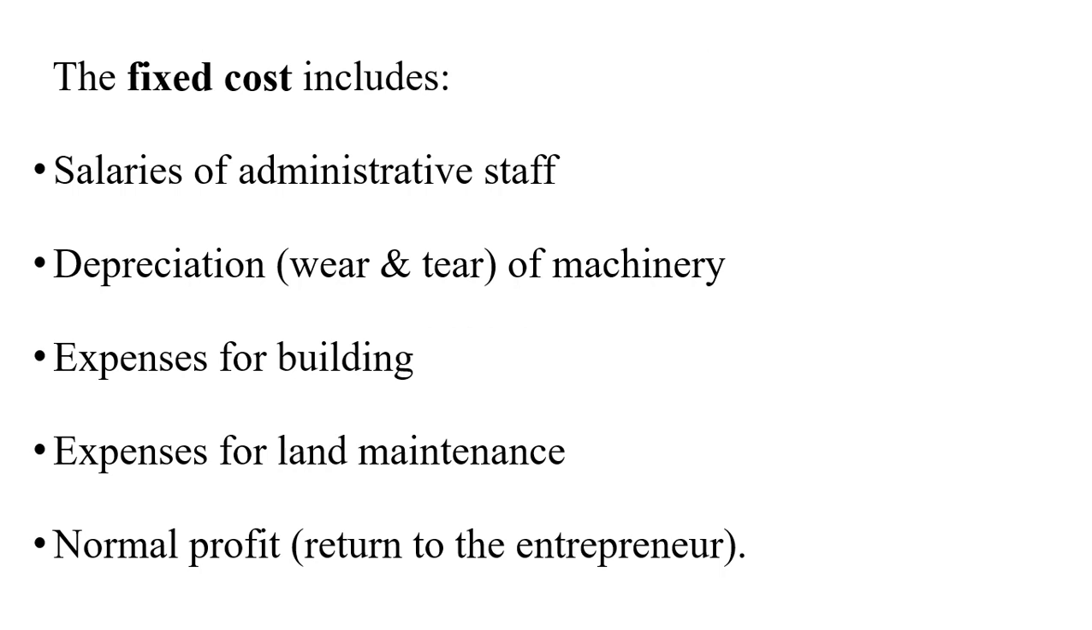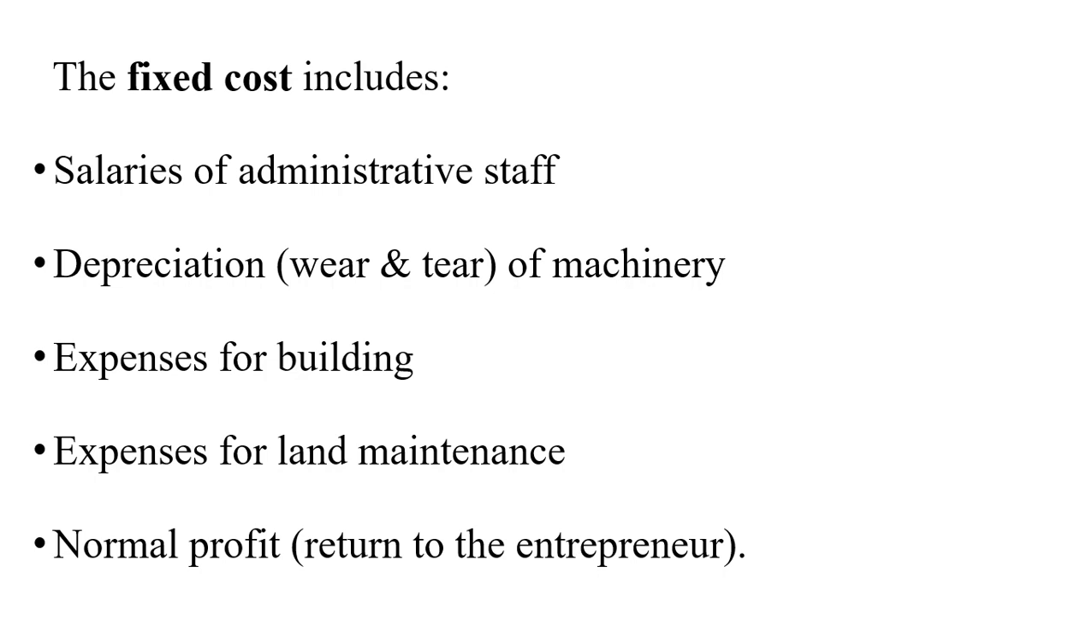Then depreciation of machinery. Factory machines undergo wear and tear, and for that matter, they have to be replaced over time, whether used or unused. So the money that is set aside to take care of this wear and tear is known as depreciation. Then expenses for building. You need to do maintenance of the building, painting, and changing rotten window frames, and all those things. Whether you produce or not, the number of goods you produce has nothing to do with those expenses.